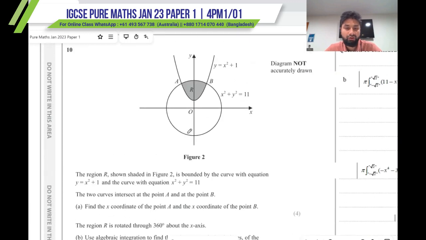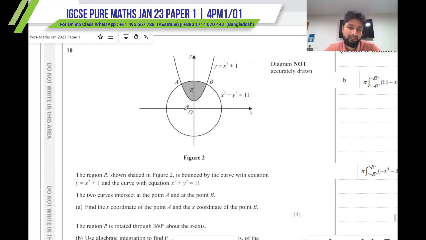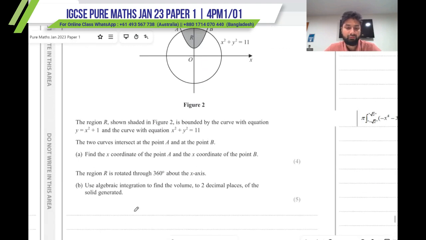To find the volume when this part is rotated about the x-axis, we have to use this formula, pi integration of y square, where we have to use two limits of x. The larger one will be on top and the smaller one will be on the bottom.